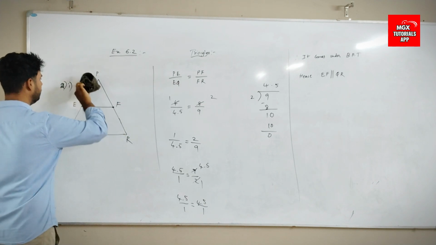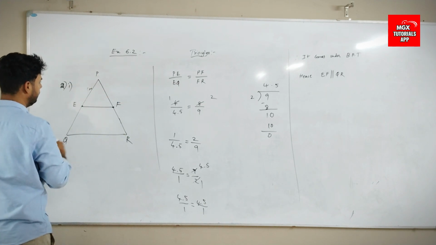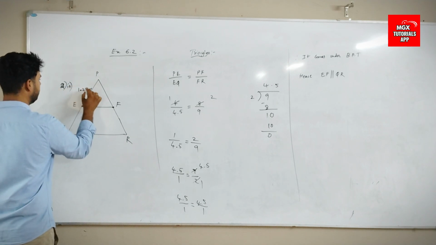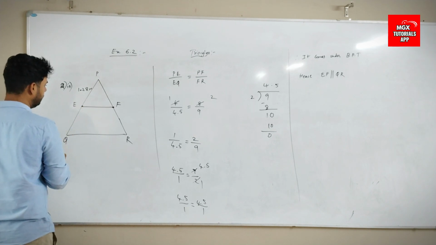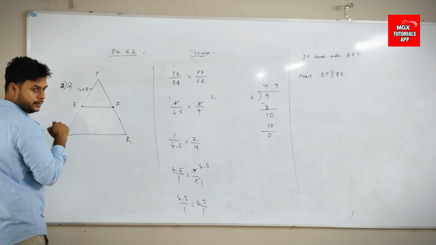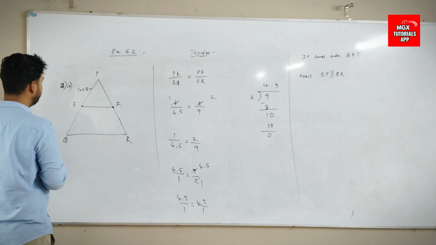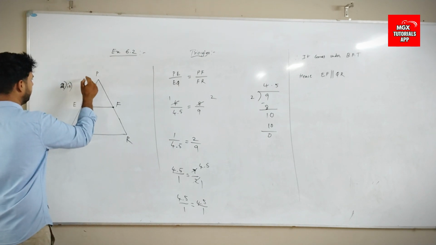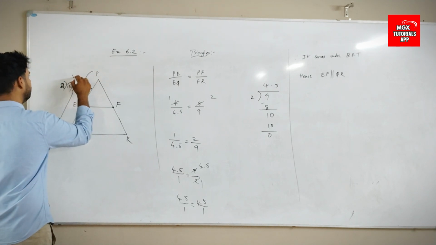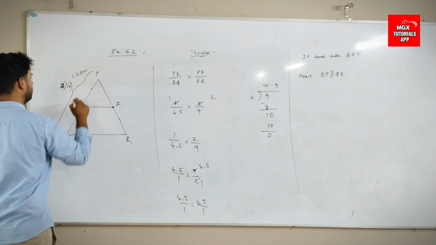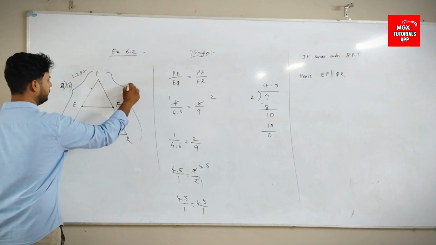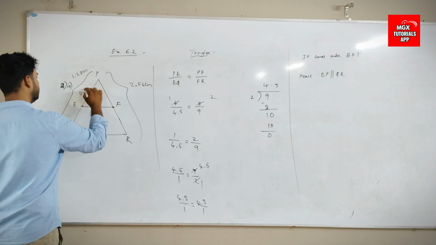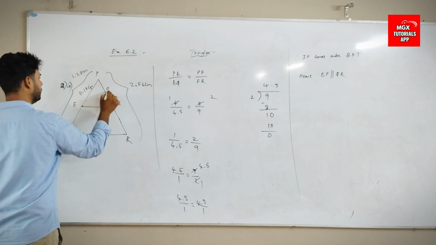Next values you tell. Last one. PQ equals 1.28 centimeters, PR equals 2.56 centimeters. Once again, read. PQ is equal to 1.28 centimeters. PR equals 2.56 centimeters. EQ equals 0.18 centimeters. PF equals 0.36 centimeters.